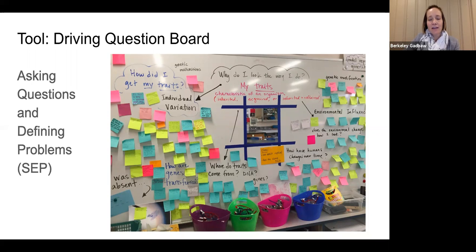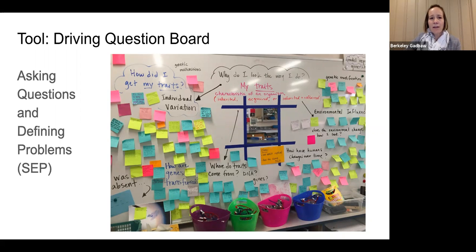And out of that arose their authentic questions and wonderings about themselves. So it might be something like, why do I have brown hair, but my younger sister has blonde? Or how come my cousins on my dad's side are twins? And it could be a number of questions that spring out of this driving question.